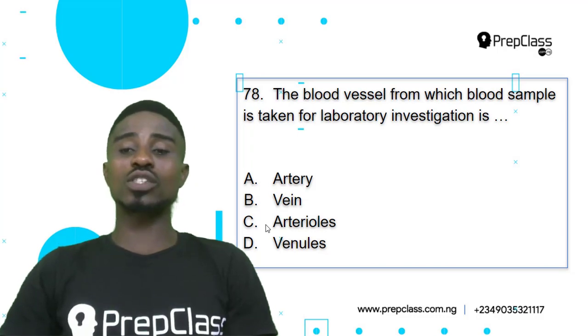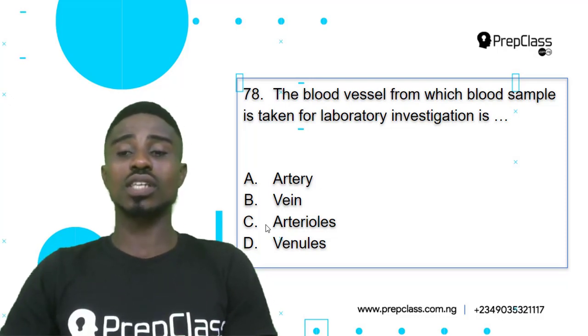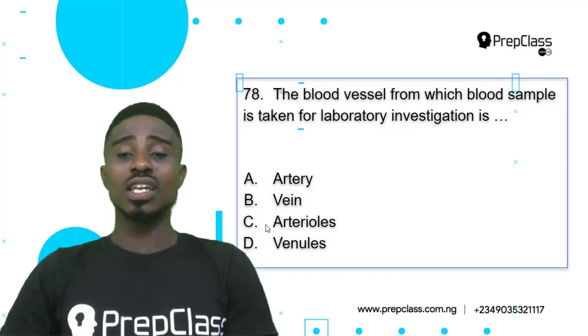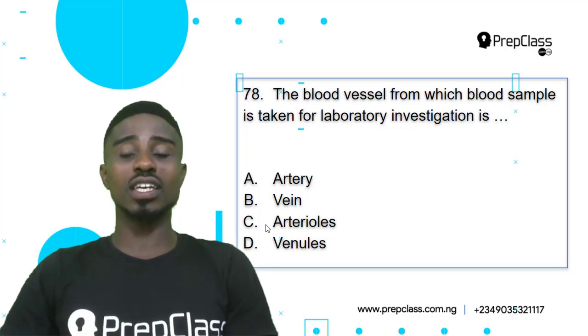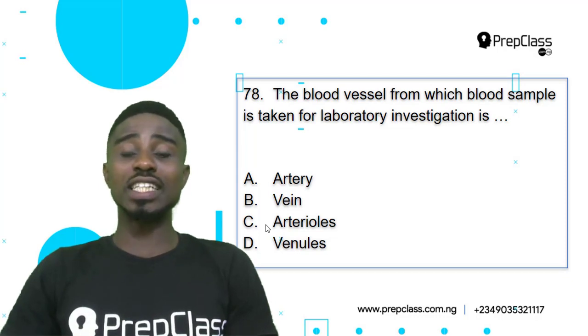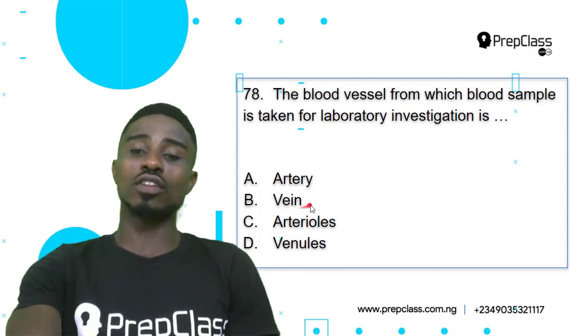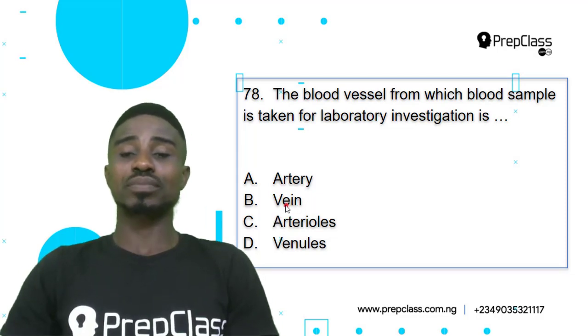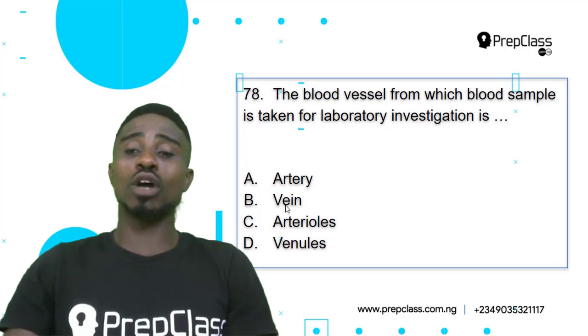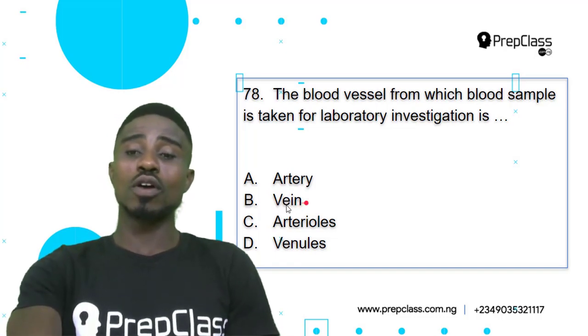Question 78. The blood vessel from which blood sample is taken for laboratory investigation is A. Artery, B. Vein, C. Arterioles, D. Venules. For us to carefully select the correct answer, we need to analyze all of the options and see which one best answers our question. Now, the blood vessel from which blood is taken for laboratory or clinical investigation is no other than the vein. If you've been to the hospital, you would see the arm is tapped for the vein to become conspicuous so blood can be tapped from it. So the blood vessel where blood is gotten from for laboratory investigation is no other than a vein.